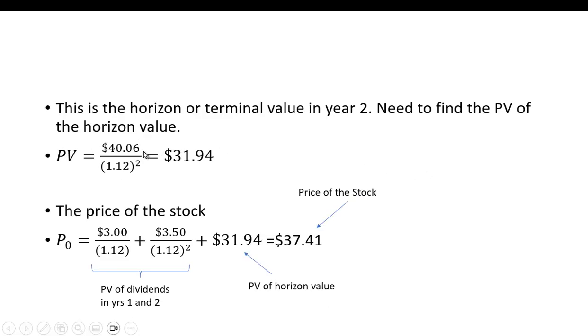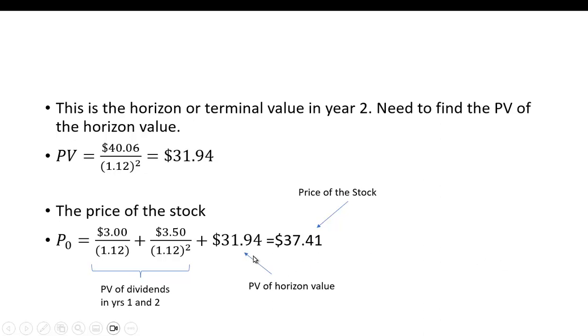Now, this is in year 2, so to find the present value, or the value in year 0, we have to discount this back 2 periods. So we take the $40.06 and divide it by 1.12 squared, 1 plus the required return squared. Now, what do we want to do? We find the present value of these dividends, and then we add it to the value of the horizon or terminal value, and this gives us the price of the stock.